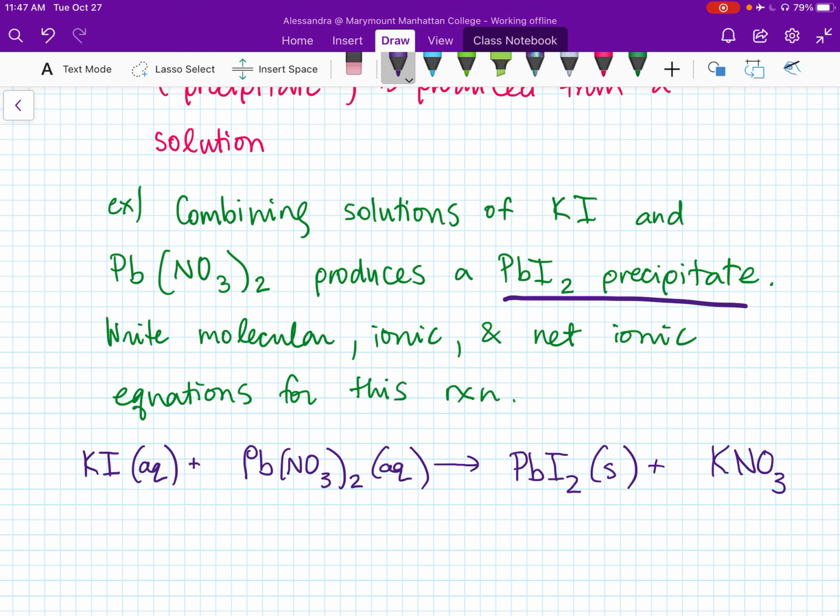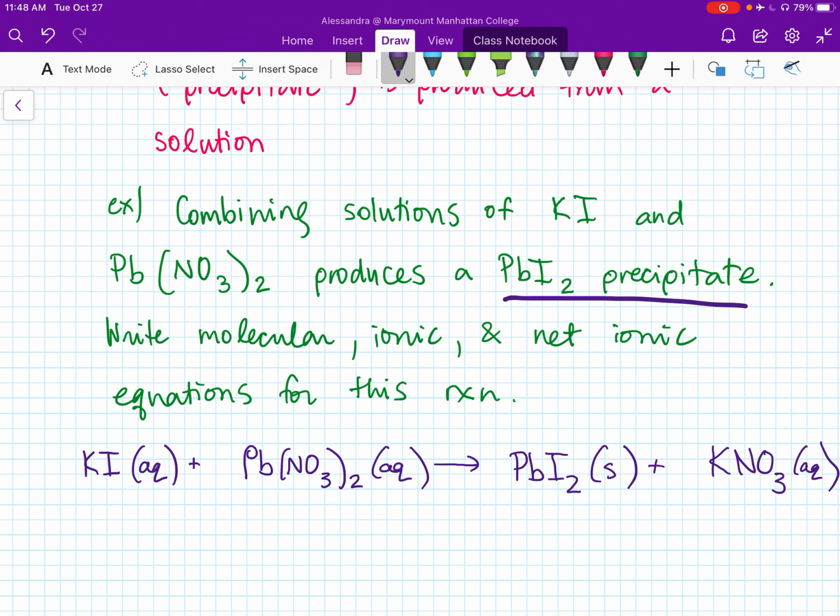And I know that K has a +1 charge and nitrate has a -1 charge. So that means that they're going to come together in a 1-to-1 ratio. So I can write it like this, KNO3. Since it didn't mention anything about them being a solid, I'm going to assume that they are still just in aqueous solution. So this would be how I would write the unbalanced precipitation reaction for that process.